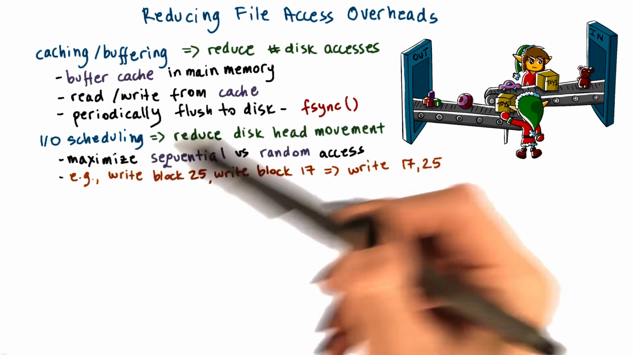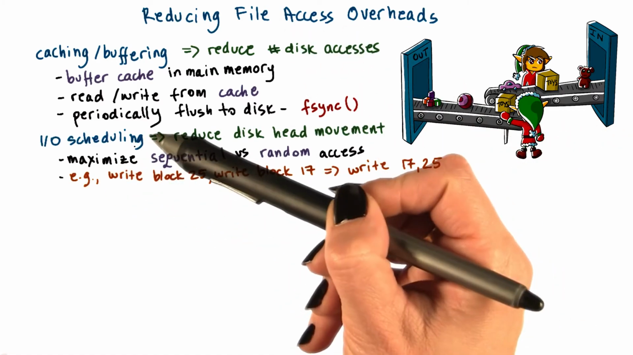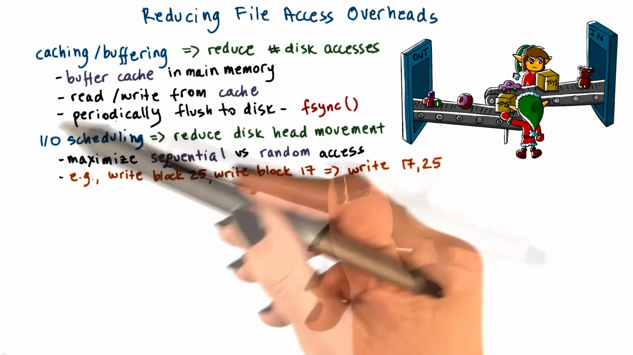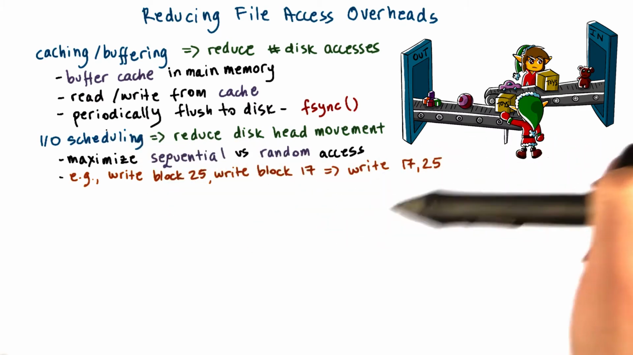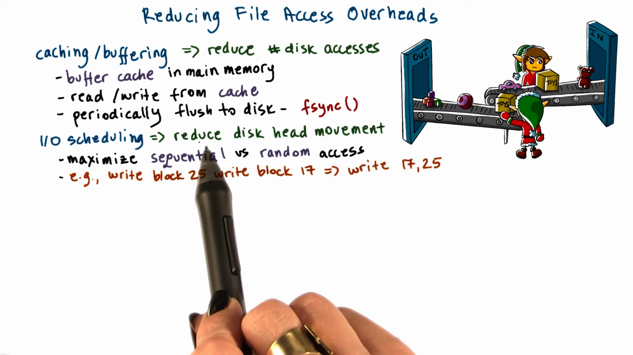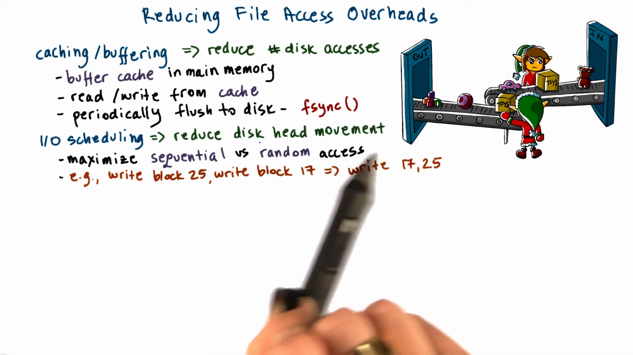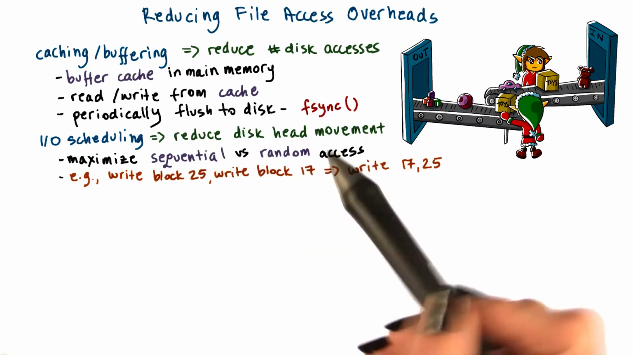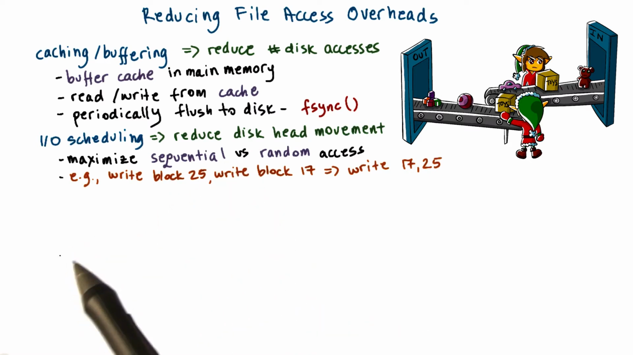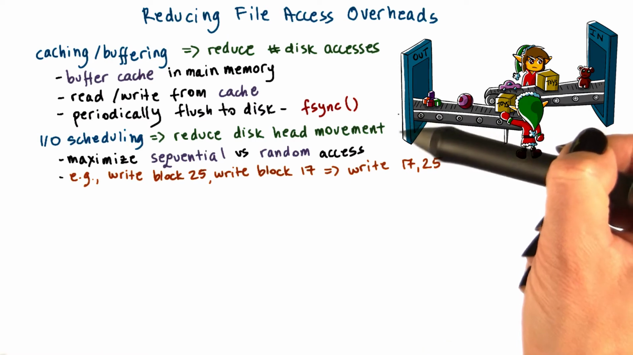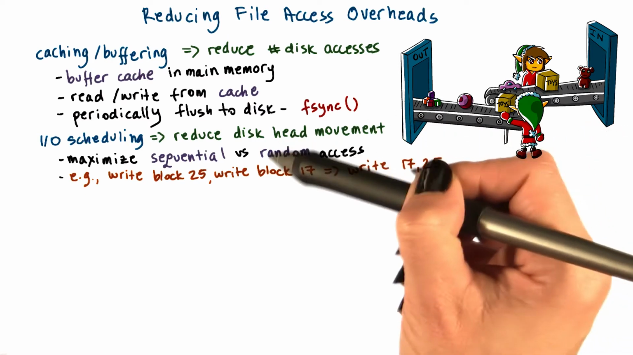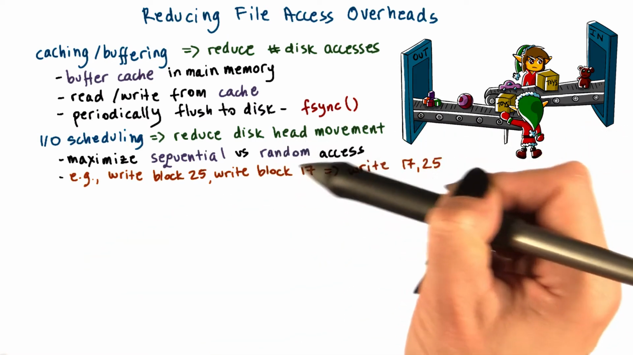Another component that helps reduce the file access overheads is what we call I/O scheduling. This is the component that orders how disk access operations will be scheduled. The intent is to reduce the disk head movement, that's a slow operation, and we can do that by maximizing the number of sequential accesses which are needed. So for sequential accesses, the disk head movement is not expensive. It's expensive for these random accesses, so that's what we want to avoid.